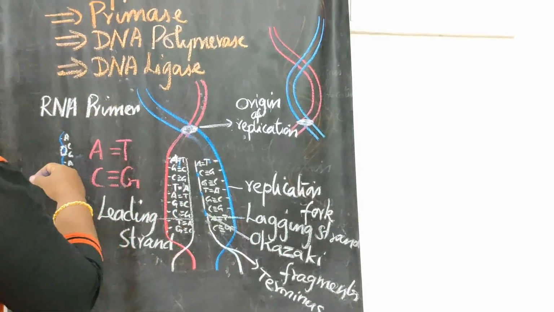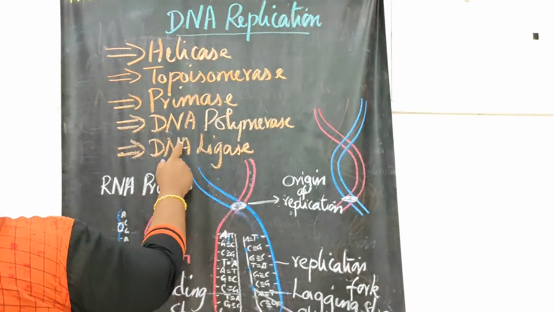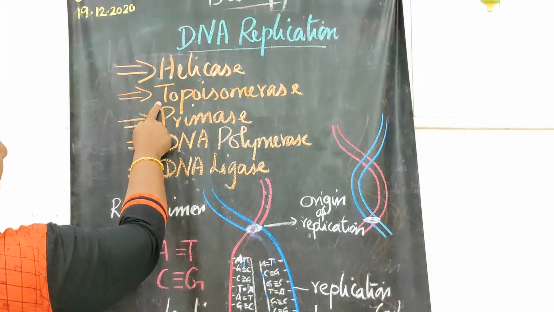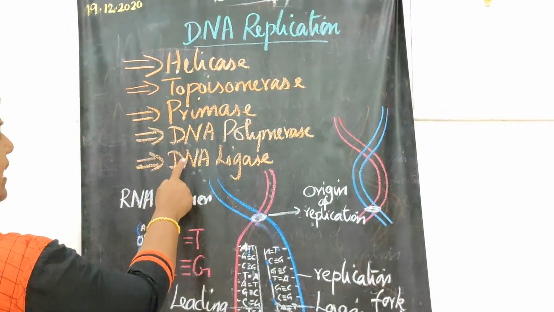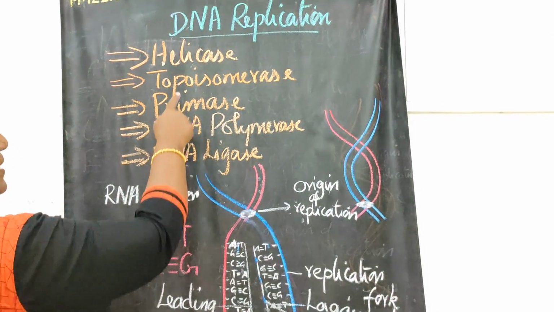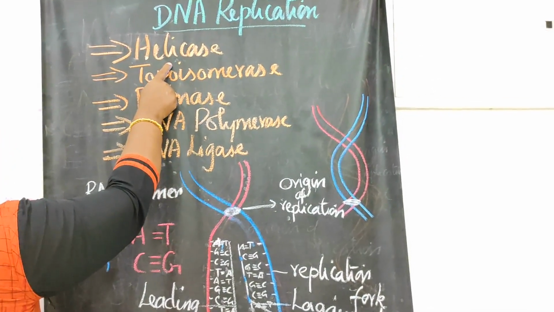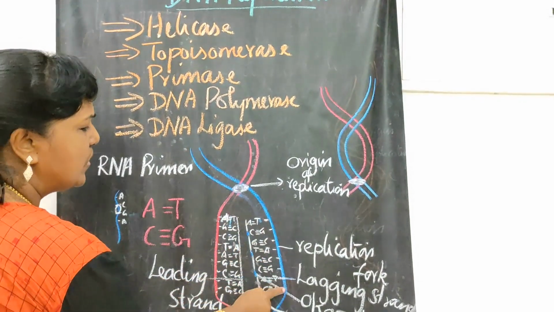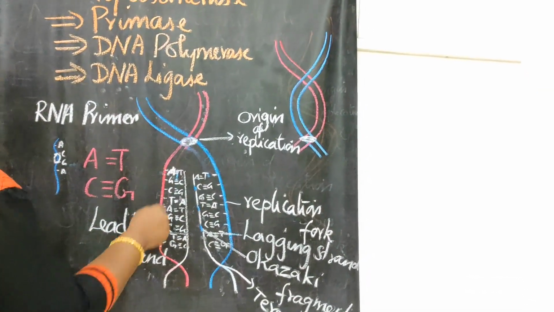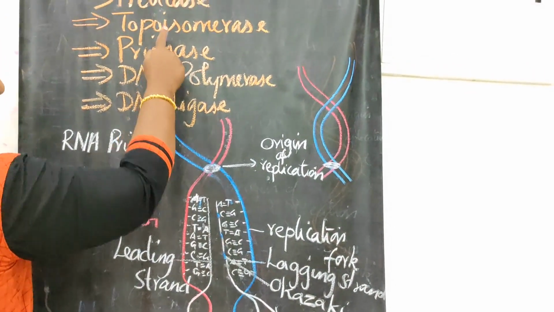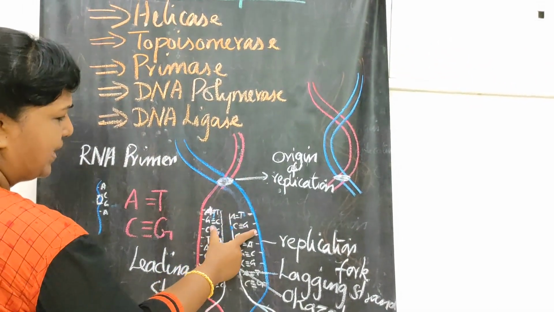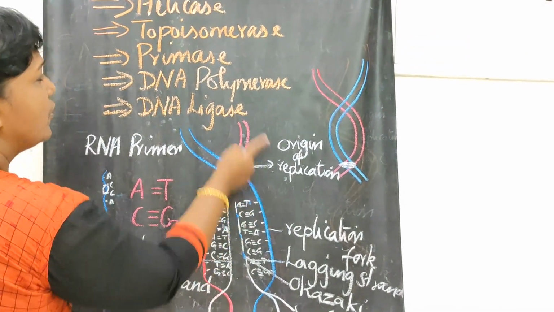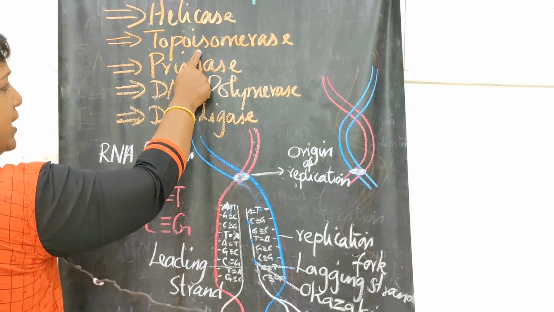Now, how many enzymes are involved? Yes, 5. What are they? Helicase, topoisomerase, primase, DNA polymerase, DNA ligase. What's the function of helicase? It separates the double strand DNA into single strand. What's the function of topoisomerase? When the double strand DNA is separated, some twist will be formed. That twist is removed with the help of topoisomerase.